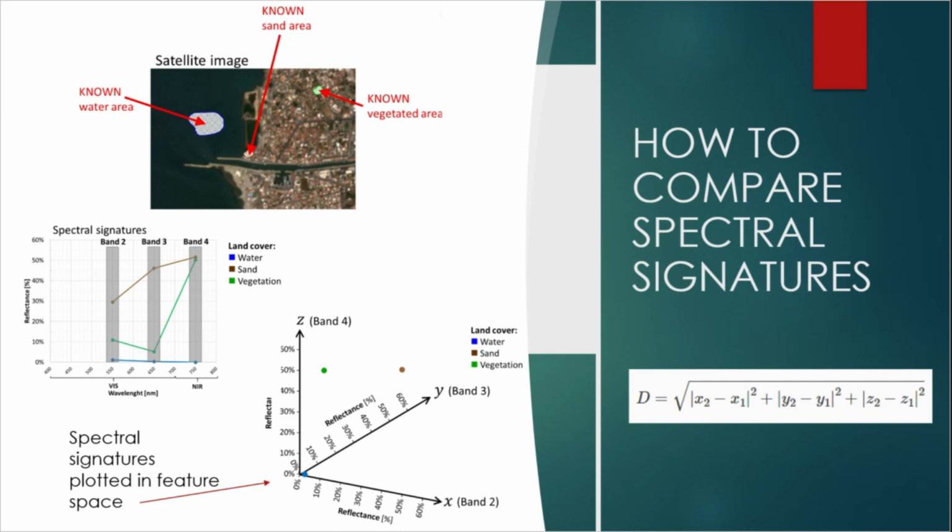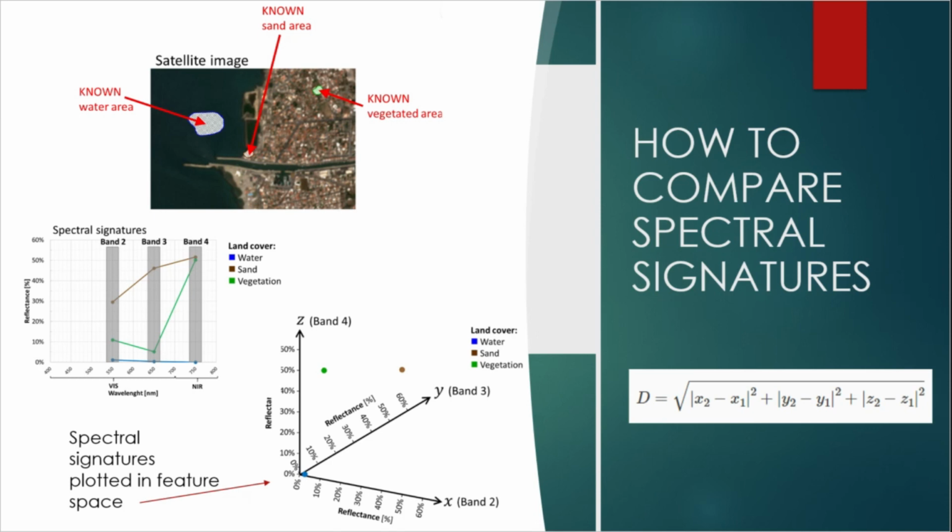So this is how you can compare bands 2, 3, and 4. Now it's simple to calculate the spectral signature's similarity. The closer the points are, the more they are similar. The Euclidean distance d is often used, which is this equation on the lower right on this slide. And that shows the formula for 2 points, points 1 and 2, in 3D feature space.